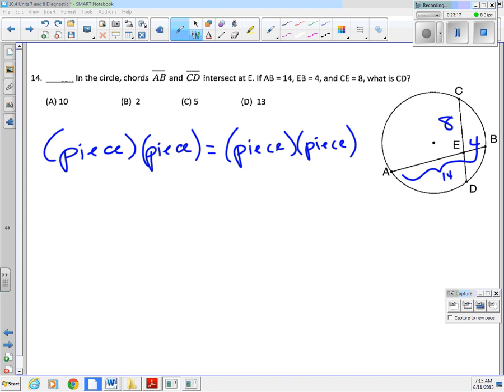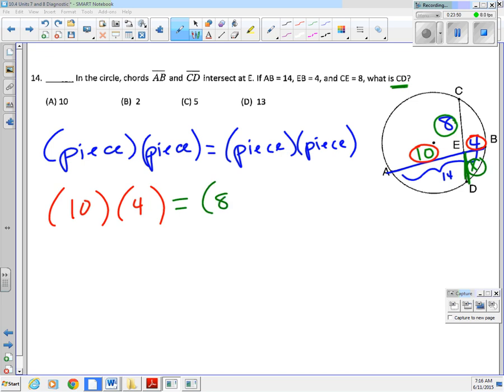So my AB is 14, my EB is 4, so that means that AE is 10. I need the pieces. And I can't solve for CD directly. Ultimately, I want CD. So I want to solve for ED. I want to put an X on that. So I want to look at my pieces, okay? So if I travel along the first segment, AB, I have 10 times 4, equals 8 times X along the same segment. So I get 40 equals 8X, divide by 8, X equals 5.